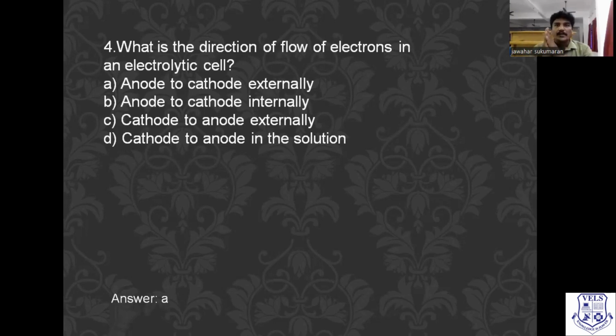Yes. An electrolytic cell is a type of electrochemical cell. An electrolytic cell converts electrical energy into chemical energy. Electrons flow from anode to cathode through the external supply. In the solution of the electrolytic cell, only ions flow, not the electrons. So A. Anode to cathode externally is the correct answer.